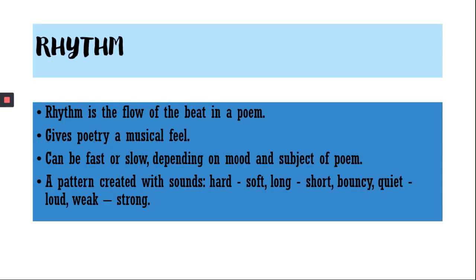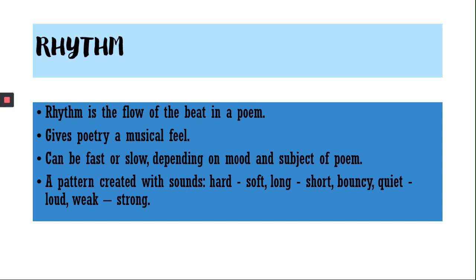So let's proceed with rhythm. Rhythm is the flow of the beat in the poem. It gives poetry a musical feel. It can be fast or slow depending on the mood and the subject of the poem. A pattern created with sounds: hard, soft, long, short, bouncy, quiet or loud, weak and strong. So that's the rhythm. It is the pacing of the syllables.